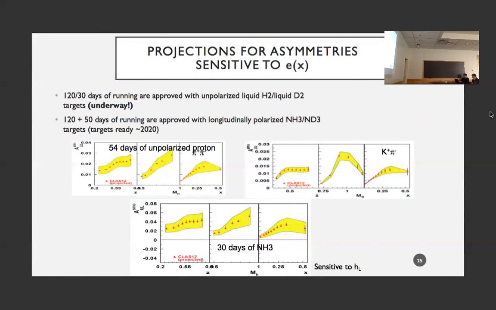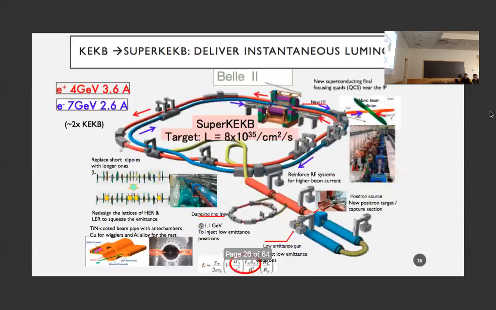So the statistical error bars are not visible. Here's pi plus, pi minus. It's 54 days of unpolarized proton, which is approved. In the first one, K plus, pi minus, also very nice error bars. And this is the target spin asymmetries with similar uncertainties on polarized. So you get incredibly precise data, and I also want to mention, because I talked to Matthias this morning, this is sensitive to the twist-3 function h_L.